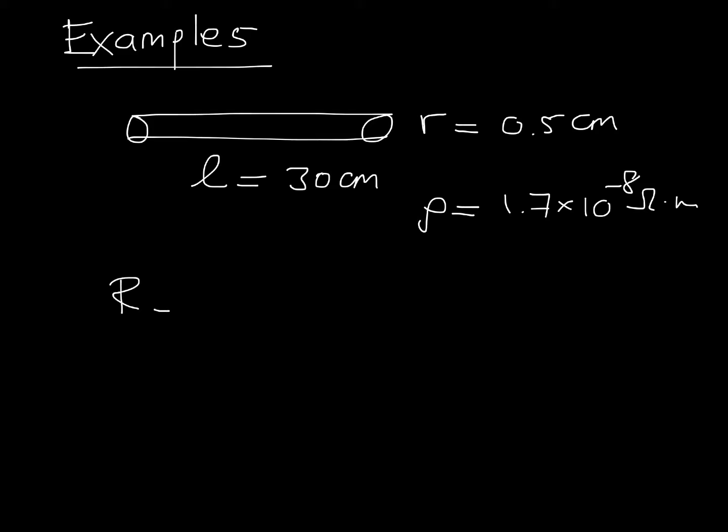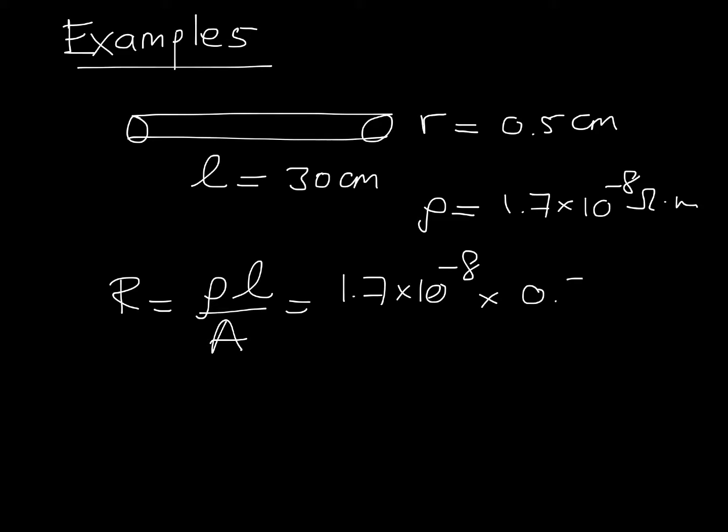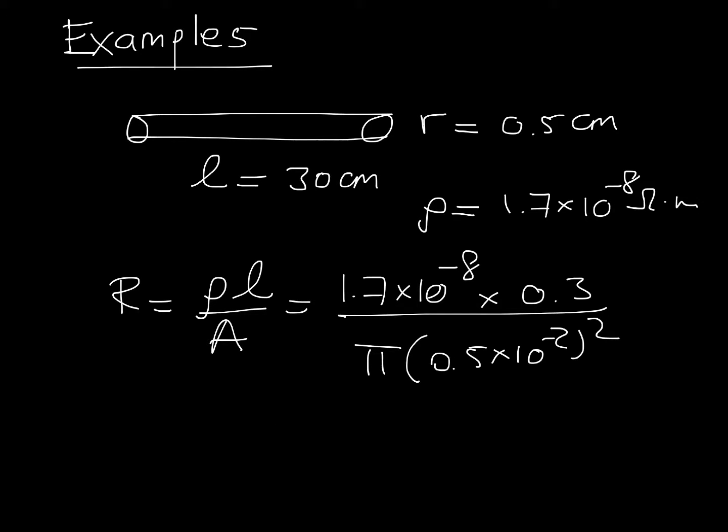We know that R equals rho L over A. So we plug in the numbers, changing centimeter to meter, where A is pi R square. We get 6.5 times 10 to the power of minus 5 ohm. So this is the resistance of the copper wire.